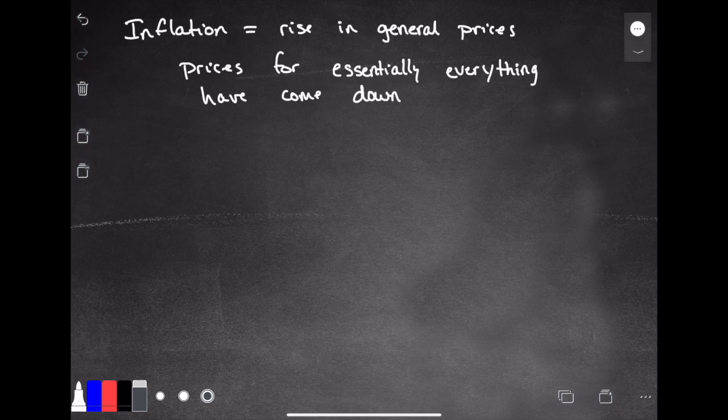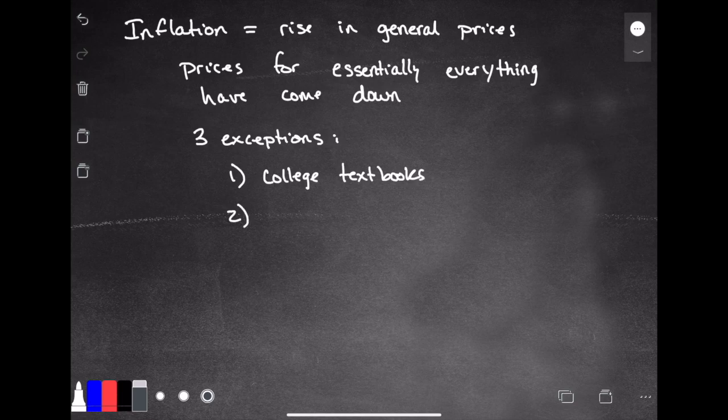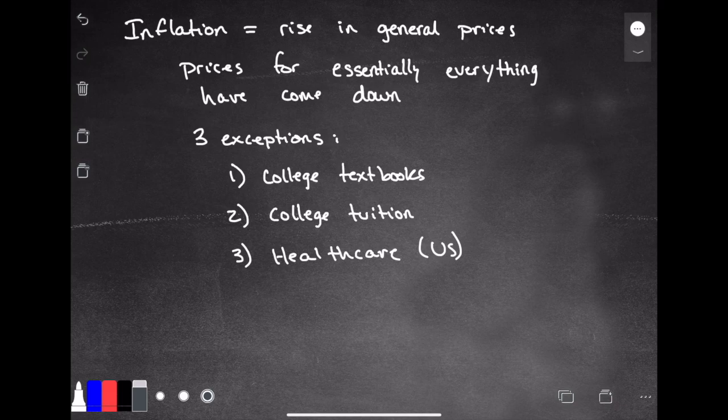Unfortunately, there are 3 exceptions that I can think of. Okay, and those exceptions are college textbooks, college tuition, which I'm sure I don't have to remind anyone watching this video of, and finally, healthcare. At least in the US. I don't have the figures for other countries, but I suspect it's probably about the same. Okay, so what does this actually mean?